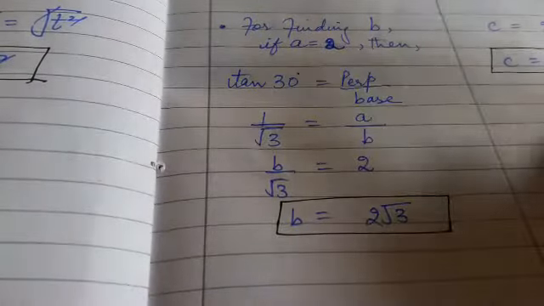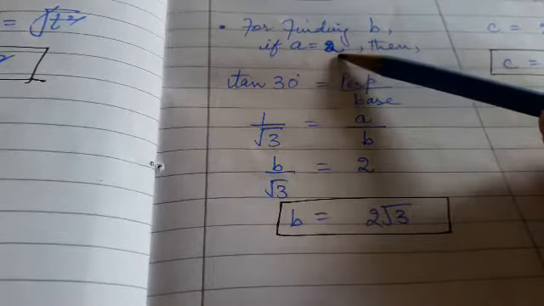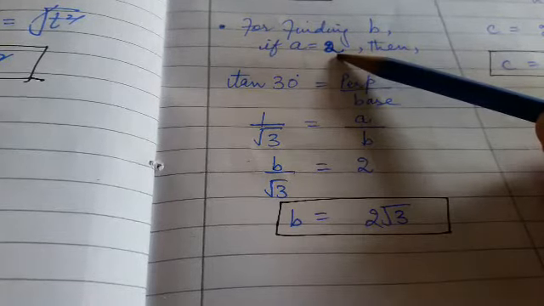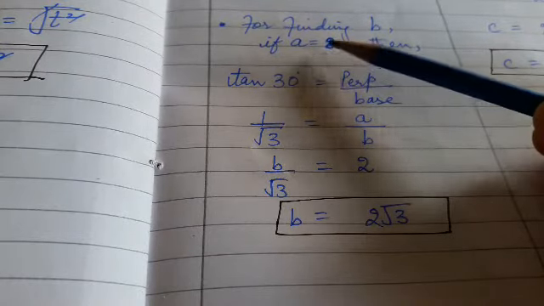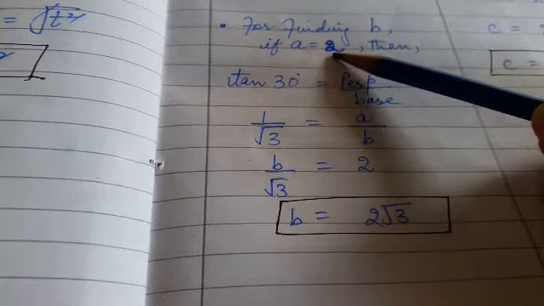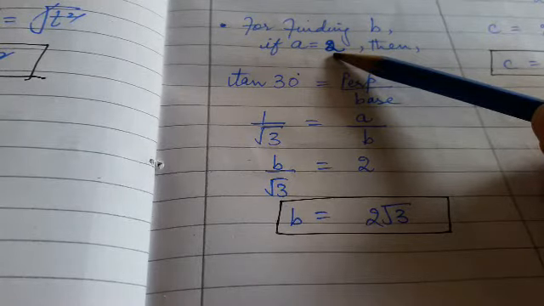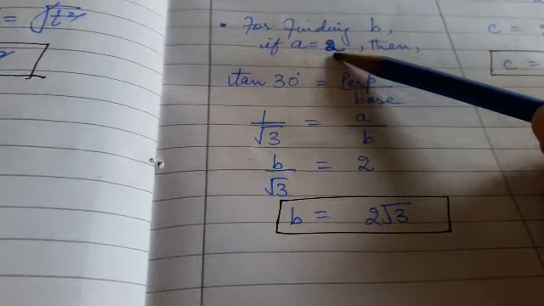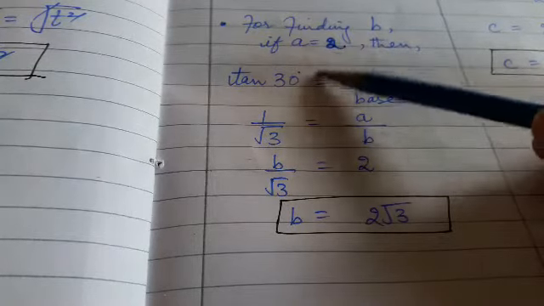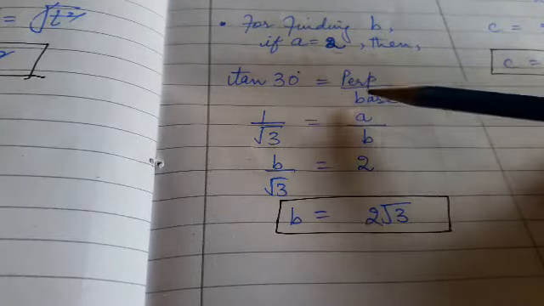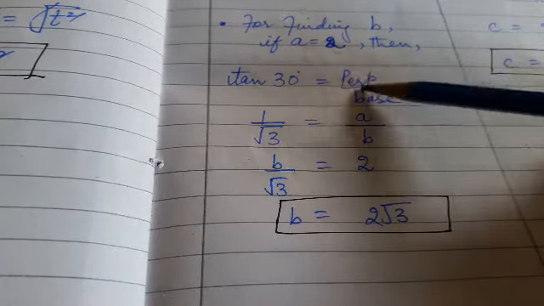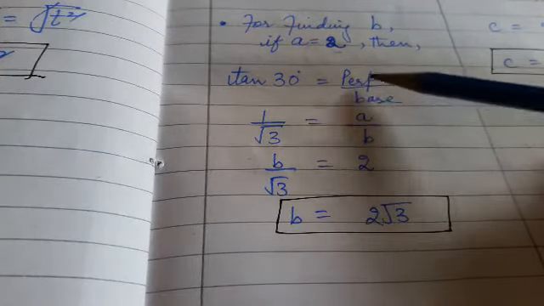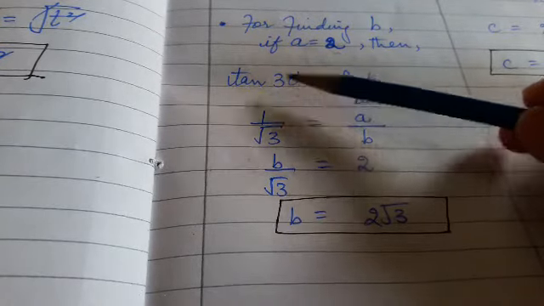Now girls, for finding side B, you should know that only one side is given to you, that is A. A is equal to 2. So you have to use any trigonometric ratio in which side A, that is actually the perpendicular, is given to you. We have two formulas here for perpendicular. You can use sine, where we use perpendicular upon hypotenuse, and you can use tangent also, where we use perpendicular upon base. Out of these two trigonometric ratios we can use any one of them. So here I am using tangent 30 degrees.